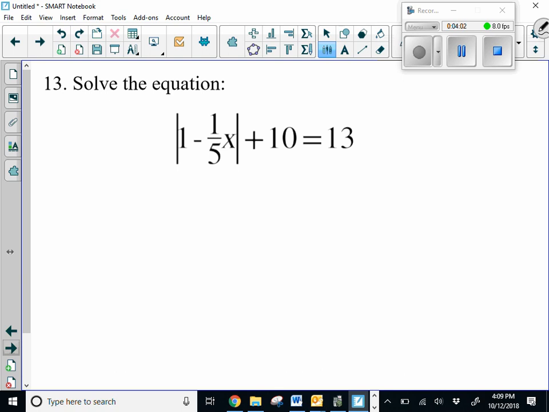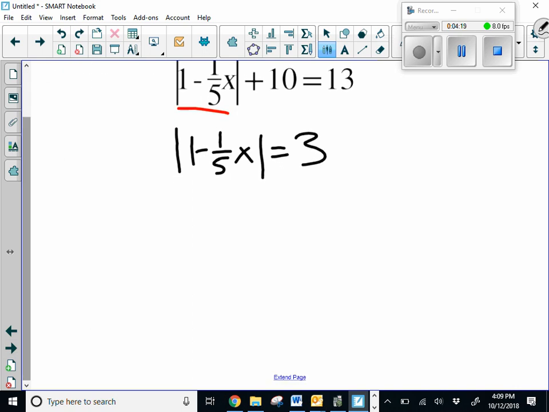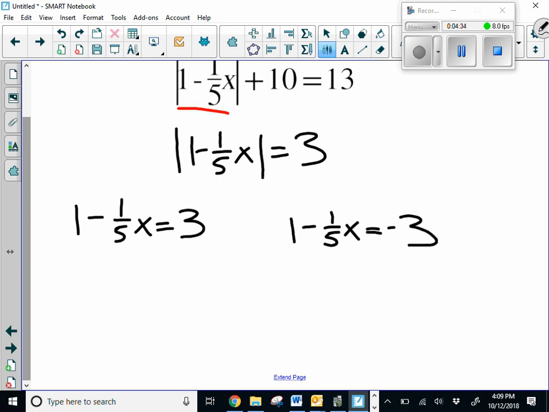So we got to isolate this absolute value first. Remember, think of this as sort of like a box. You want to get rid of everything that's not inside the box. So we subtract 10, and we have 3 there. All right, then once the absolute value is isolated, we got to write our 2 equations. So the first one is we just get rid of the absolute value, so it'd just be 1 minus 1/5 x equals 3. The second one, we switch that piece that was outside the absolute value to negative, so that'd be negative 3.